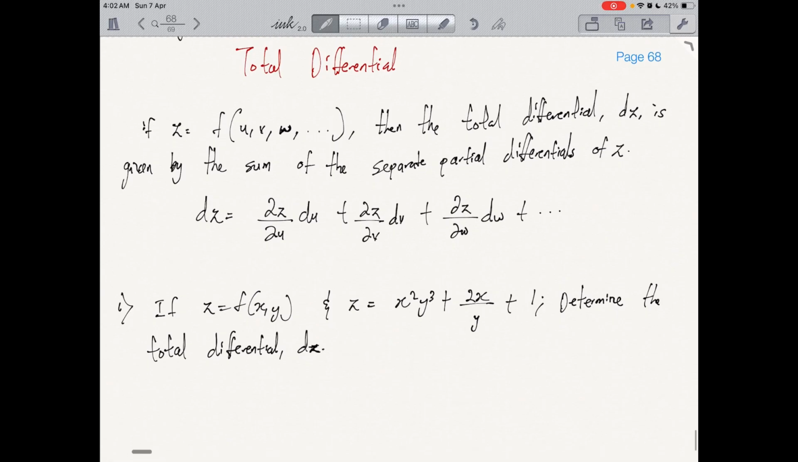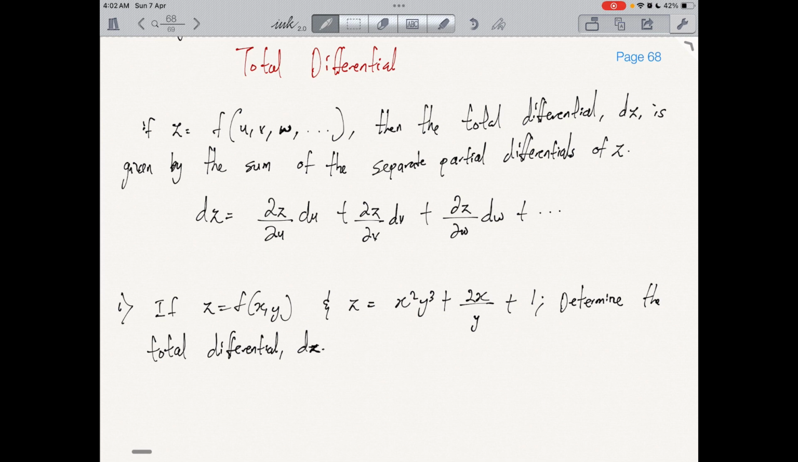In our last set of videos, we have been introduced to partial differentiation. This is for a case where only one variable changes at a time and other variables are being kept constant. Now, let's discuss the total differential.